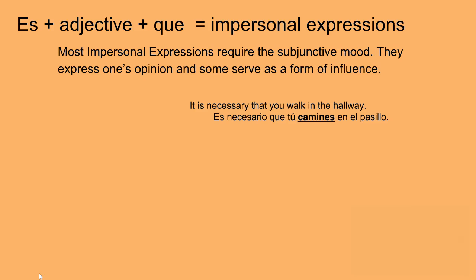It is necessary that you walk in the hallway means that you're not walking in the hallway now, and we don't know if you will, but because it's unknown, we need the subjunctive mood. Caminar is an AR verb, so as you can see, we used camines, the opposite ending, to form the present subjunctive.